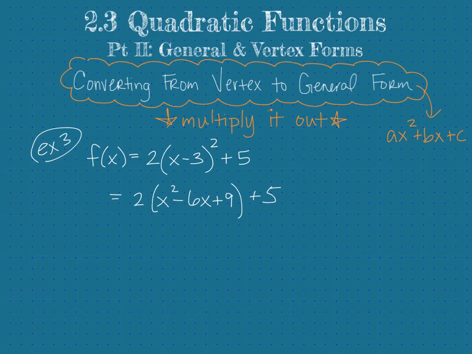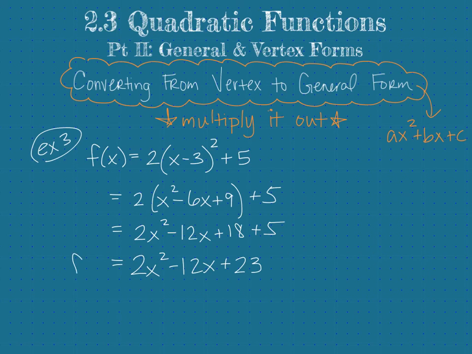I don't want any parentheses in our final answer, so now we can distribute the 2 through. So we'll get 2x squared minus 12x plus 18, and then plus 5. No parentheses are no longer needed because we distributed the 2. And then 18 and 5 is 23. Cool. So we have the exact same quadratic function, once written in vertex form, once written in general form.